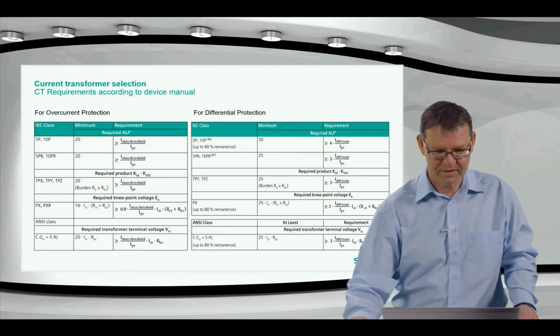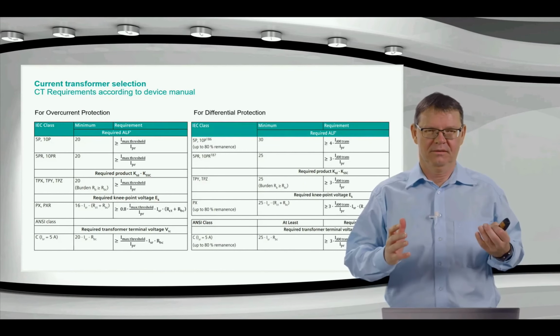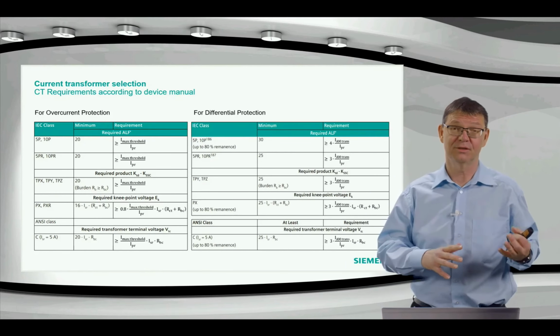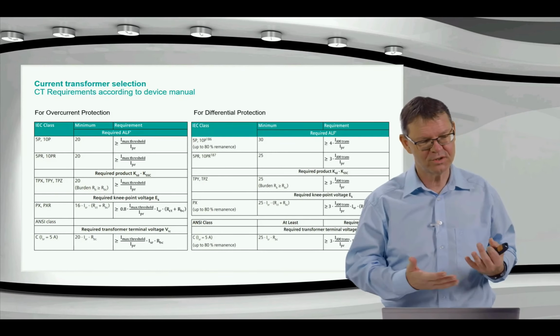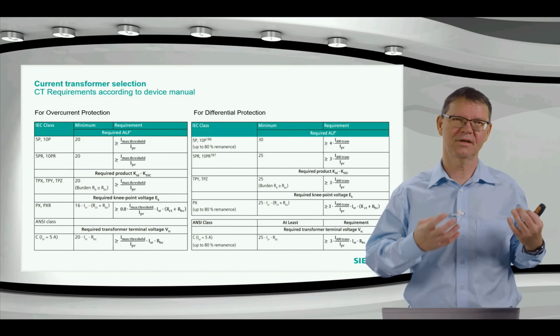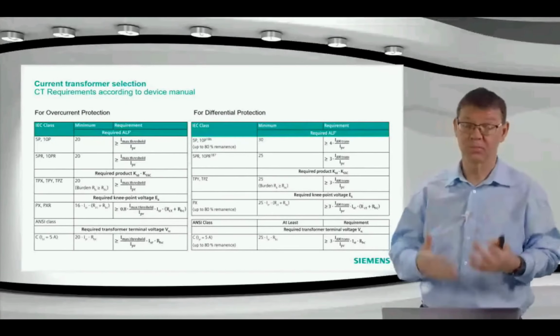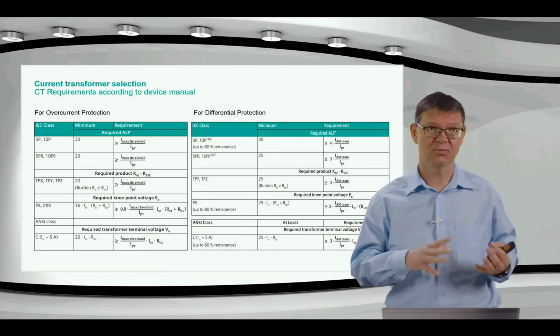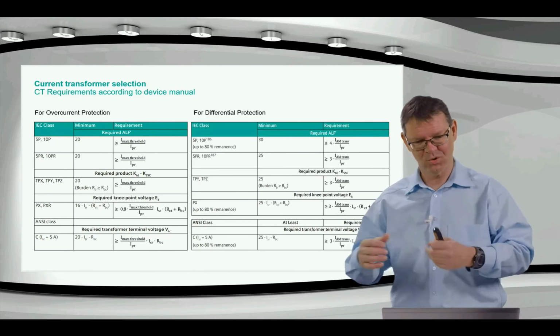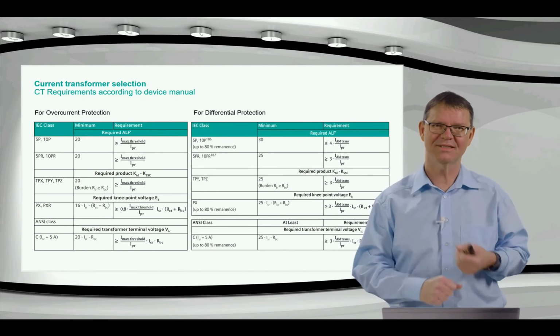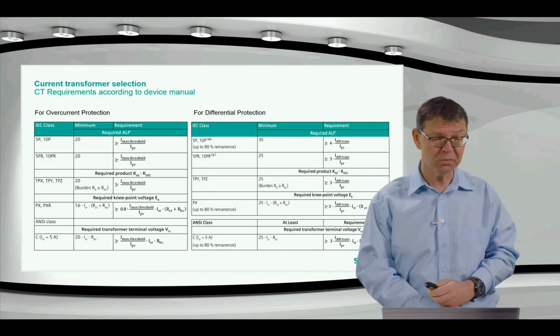CT dimensioning. So now we talked about the short circuit protection functions. The question is now, what current transformer do I need so that this works in a proper way, so that we can guarantee what is written in the manual as technical data, what the relay performs.